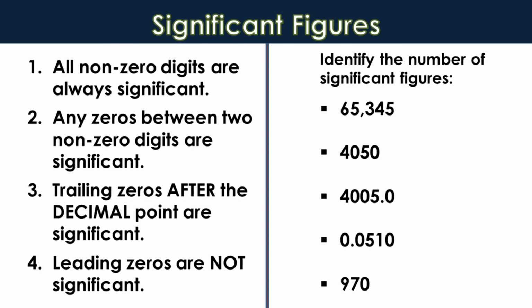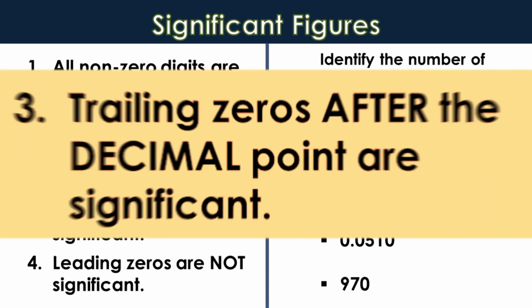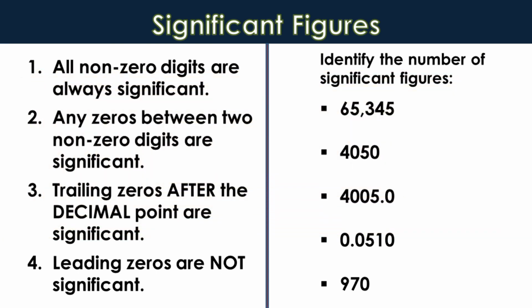Next, for the third rule, trailing zeros after the decimal point are significant. So, meron tayong decimal point and then the zeros located after the decimal point, kahit immediate pa yan after the point or medyo malayo na siya after the decimal point, will be classified as significant.